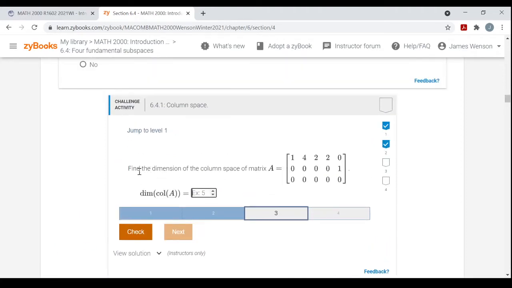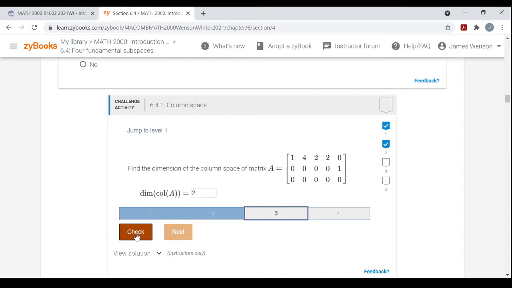Then you're asked to find the dimension of the column space. Now look at this matrix here. It's already in reduced echelon form. So this first column and this second column, the pivot columns, are a basis for the column space. So (1, 0, 0) and (0, 1, 0) form a basis for the column space of this 3 by 5 matrix. So that's only 2 vectors, 2 columns in the basis, so the dimension of the column space is 2.